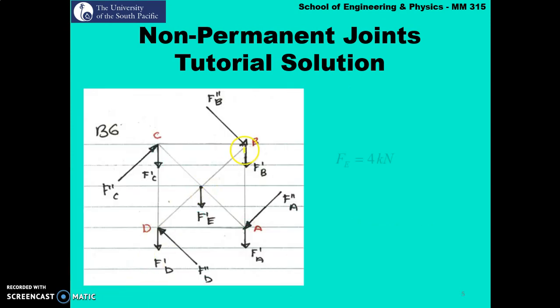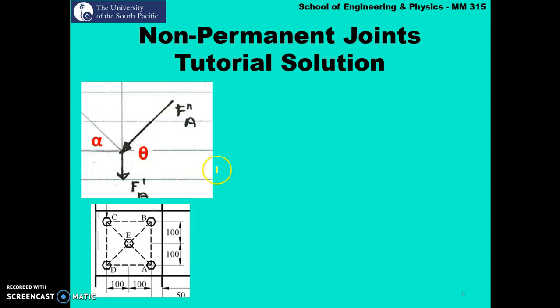The next thing we'll do is look at the resultant forces acting on all the bolts. When we look at bolt E, secondary shear was 0 because bolt E is at the centroid. So the only thing you've got is your primary shear, and your primary shear was simply 4 kilonewton. So the resultant force on bolt E is 4 kilonewton.